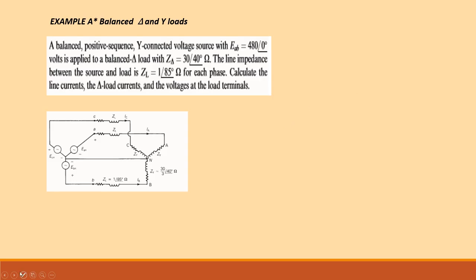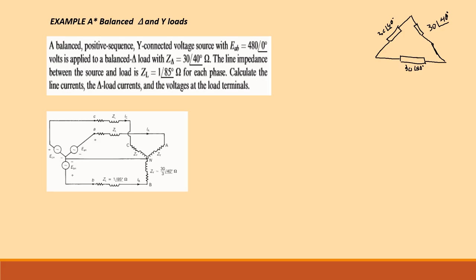So we have a delta connected load like this, and this is the third phase of the connected load. Each one of these is equal to 30, and the angle between the voltage of the load and the current passing through the load is 40 degrees. This is a symmetrical load, and we have a source to supply voltage to this load.